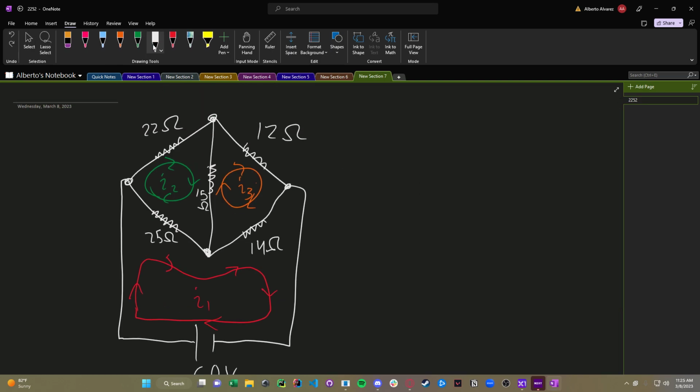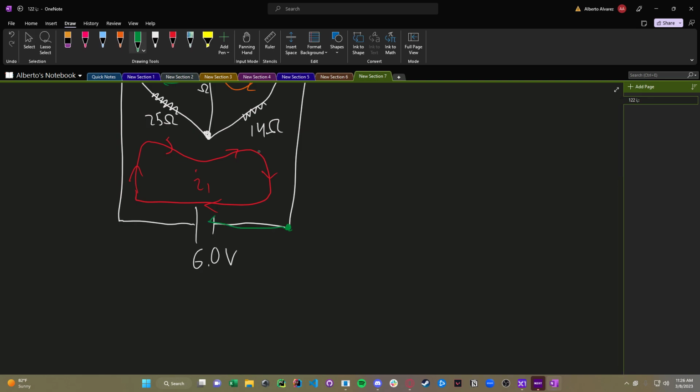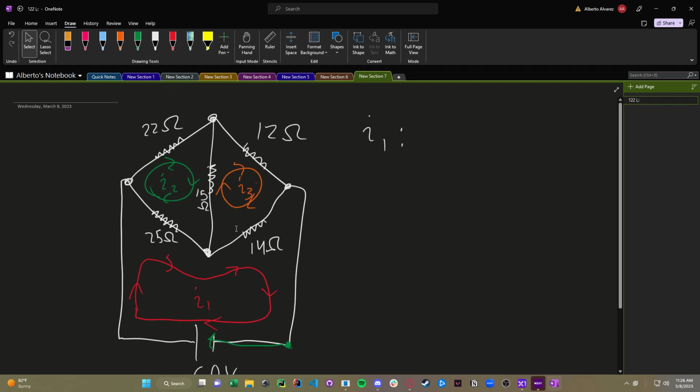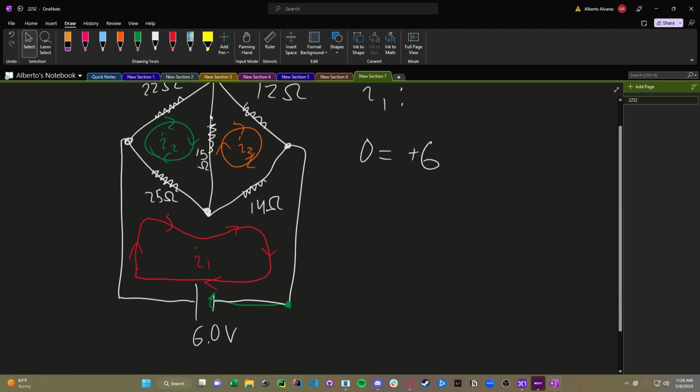Now all we have to do is create an equation using Kirchhoff's loop rule, where going through any loop will result in a voltage change of 0, no matter what path you take. So we're going to go through each loop variable that we've defined and create an equation off of it. For example, the I1 loop, starting from this vertex, we pass through the 6-volt battery. We're going from negative to positive, so we gain 6 volts. We do 0 equals plus 6 volts.